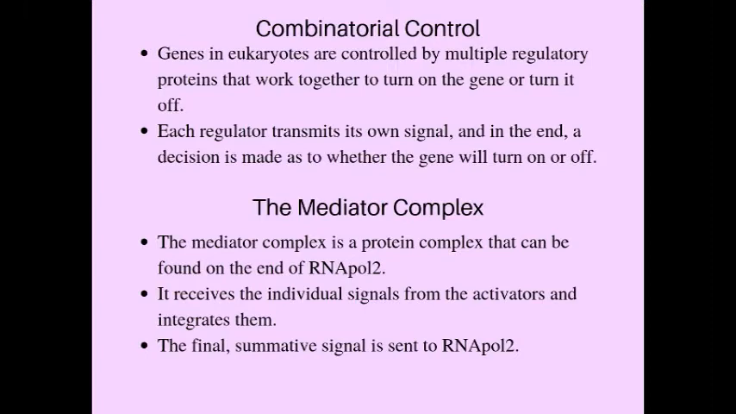Activators in eukaryotes aid in transcription initiation and do not affect RNA polymerase binding to the promoter. An important protein complex is called the mediator, which is found on the end of RNA polymerase II. The mediator receives the signals that affect the gene, integrates them, and passes them on to RNA polymerase II.